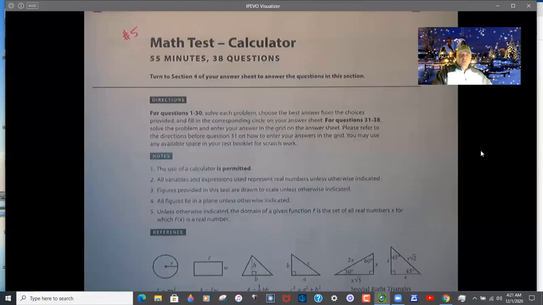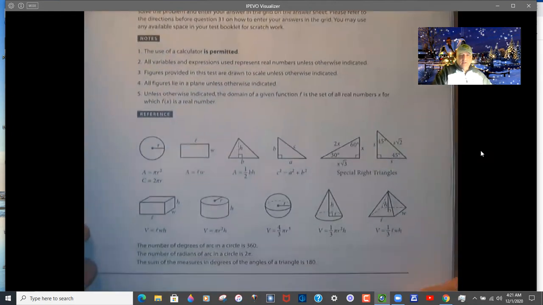So these are the first 20 on your pre-test, test number 5. On the calculator portion, again, don't forget that you have this to look back at any time.